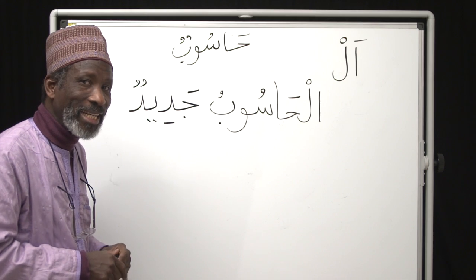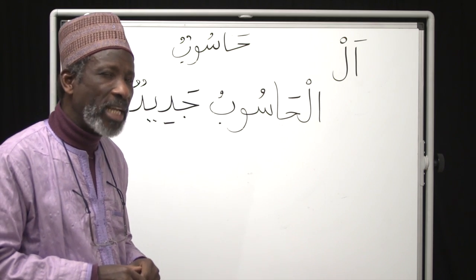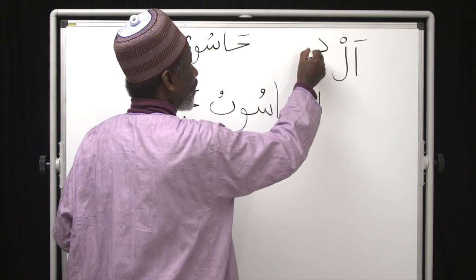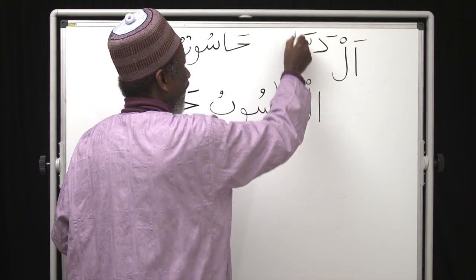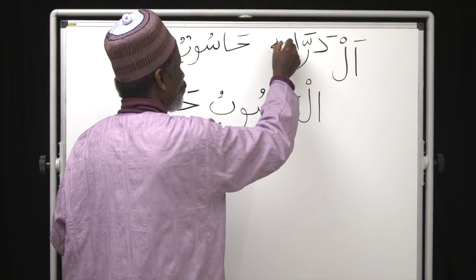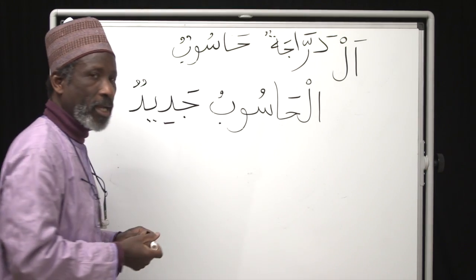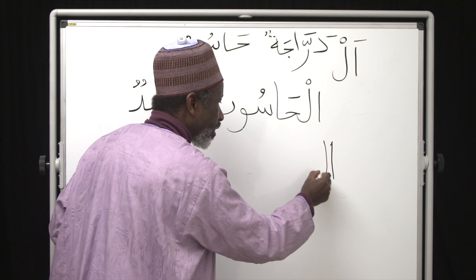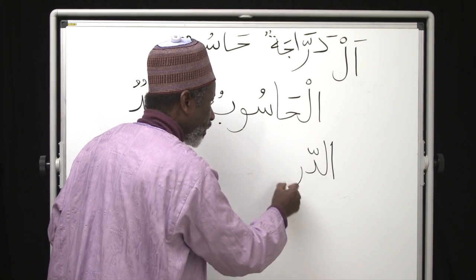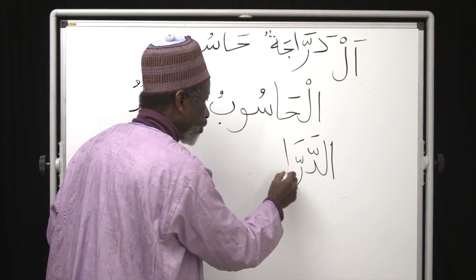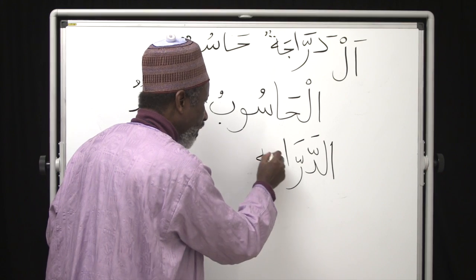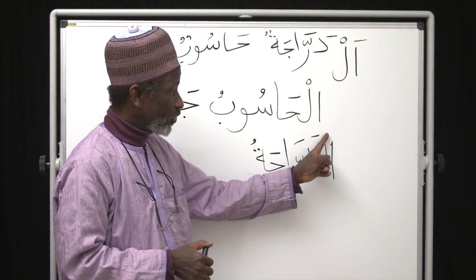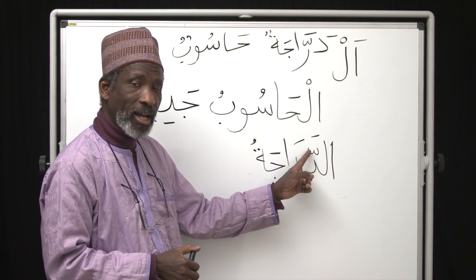Okay. Let's say I want to say the bike is new. Guess for me. The bike, of course, is darajatun. That means a bike. Darajatun, a bike. To say the bike, you say ad-daraja. Ad-darajatu. Remember, here you don't say L because of shadda.